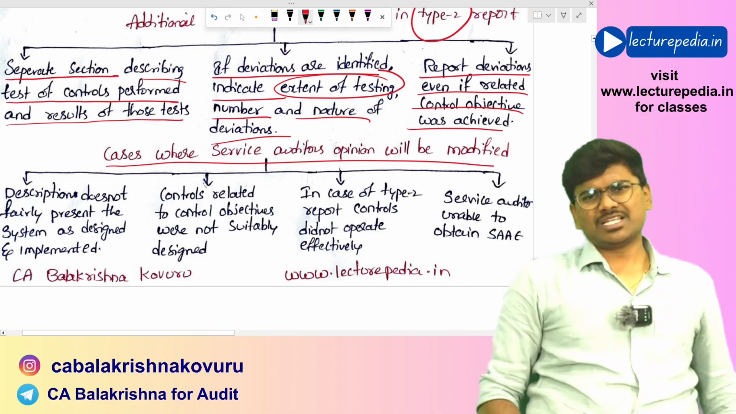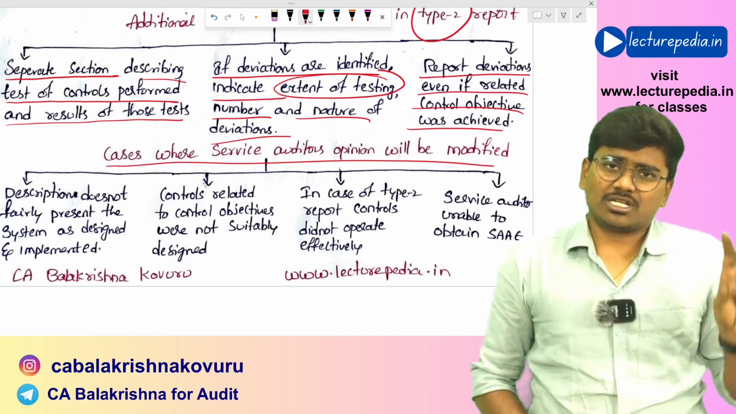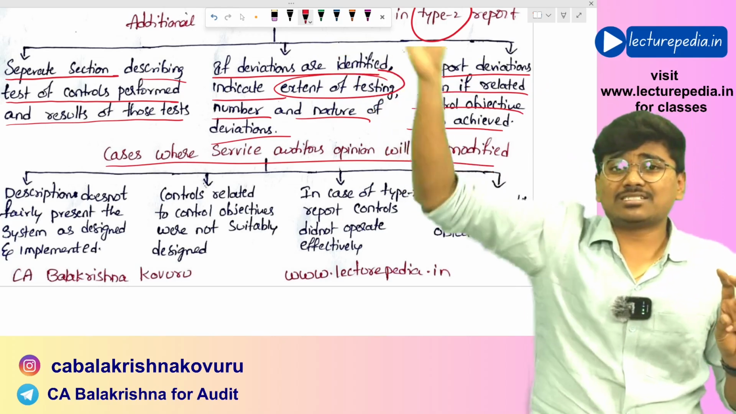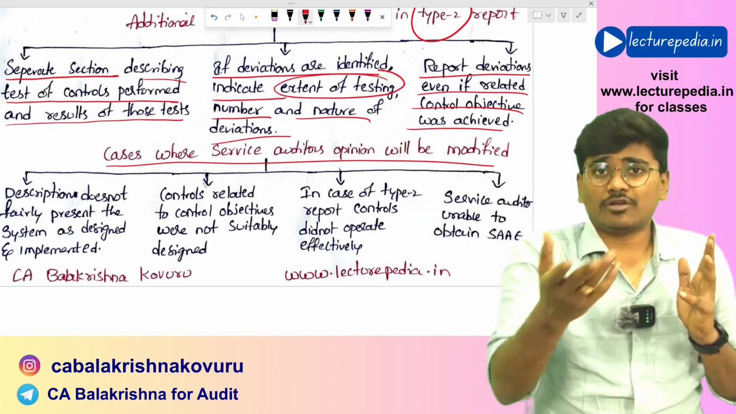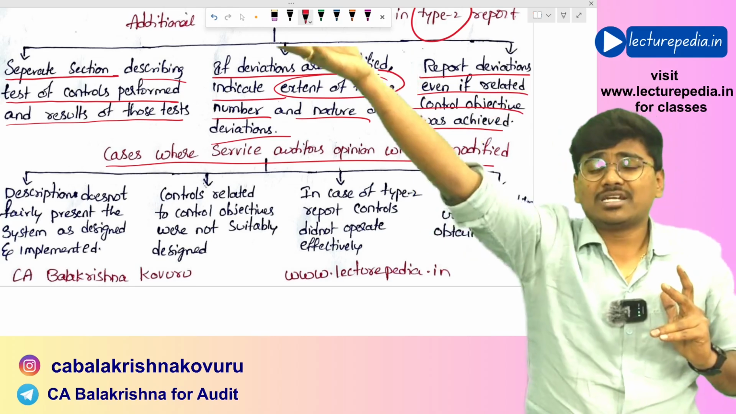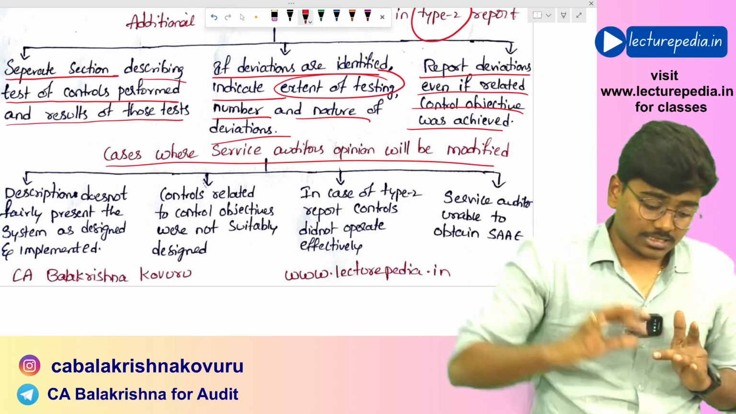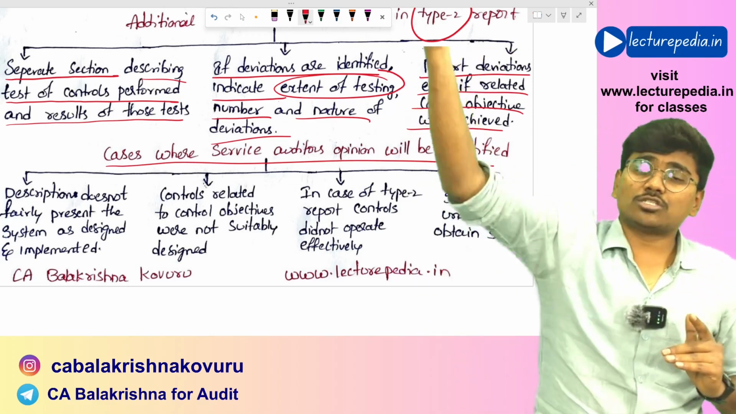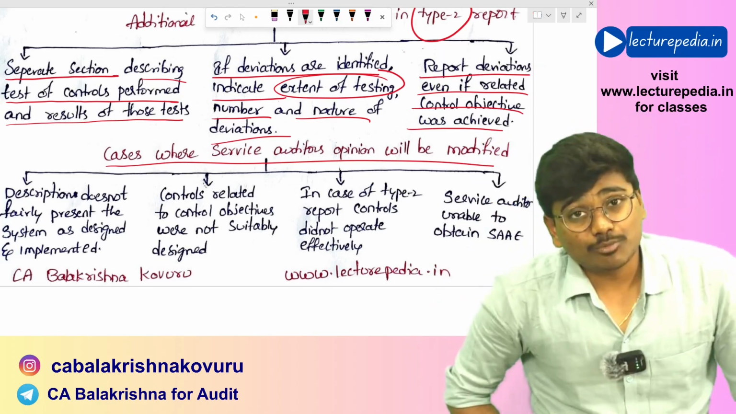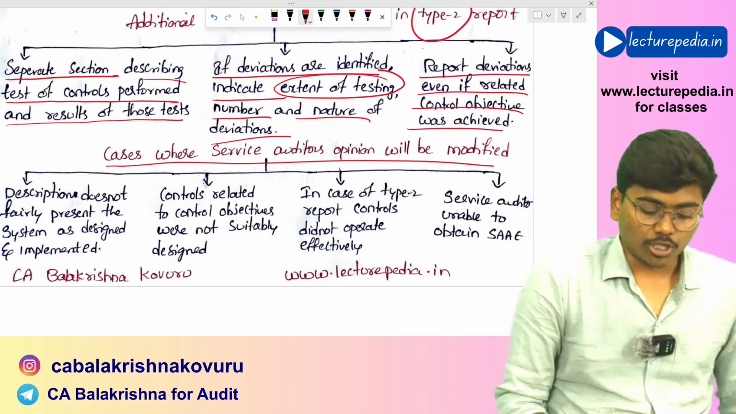Next, cases where service auditor's opinion will be modified. When will the service auditor modify the opinion? First of all, if the service auditor feels that the description of the system does not fairly present the actual system, in that case he will modify his opinion. If the service auditor feels that the controls are not properly designed, not properly implemented, then also he will modify. Next, in case of type 2 reports, if the controls are not operating effectively, then also he will modify. And finally, if the service auditor is not able to obtain sufficient appropriate audit evidence, then also he will modify his opinion. These are the situations in which the service auditor will modify his opinion.